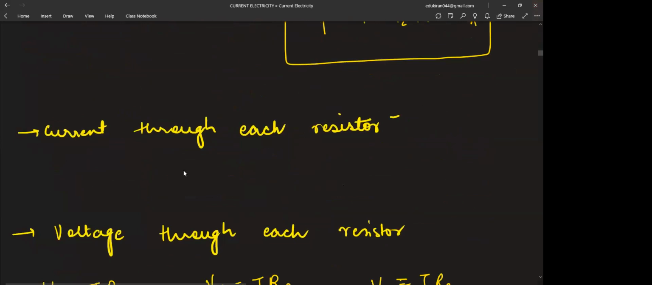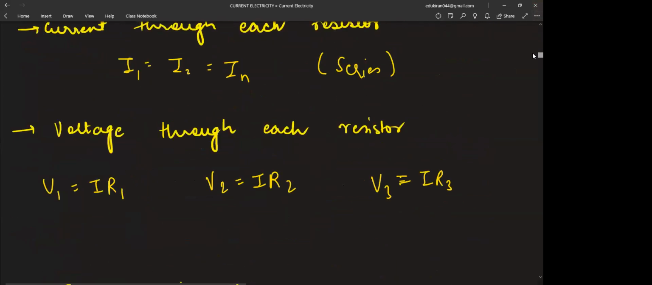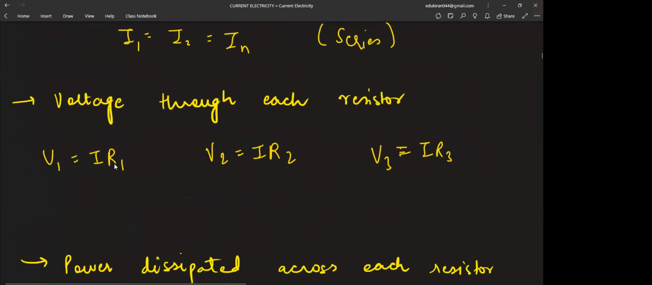Now, if we have to find out the current through each resistor, I1 is equal to I2 is equal to In. All will be the same because this is series. So in series combination, the current is the same. Then the voltage across each resistor: V1 is equal to IR1, V2 is equal to IR2, V3 is equal to IR3, like this. So when you have to find out the voltages of individual resistors, you can find them using this. For the nth, we'll use I into Rn.